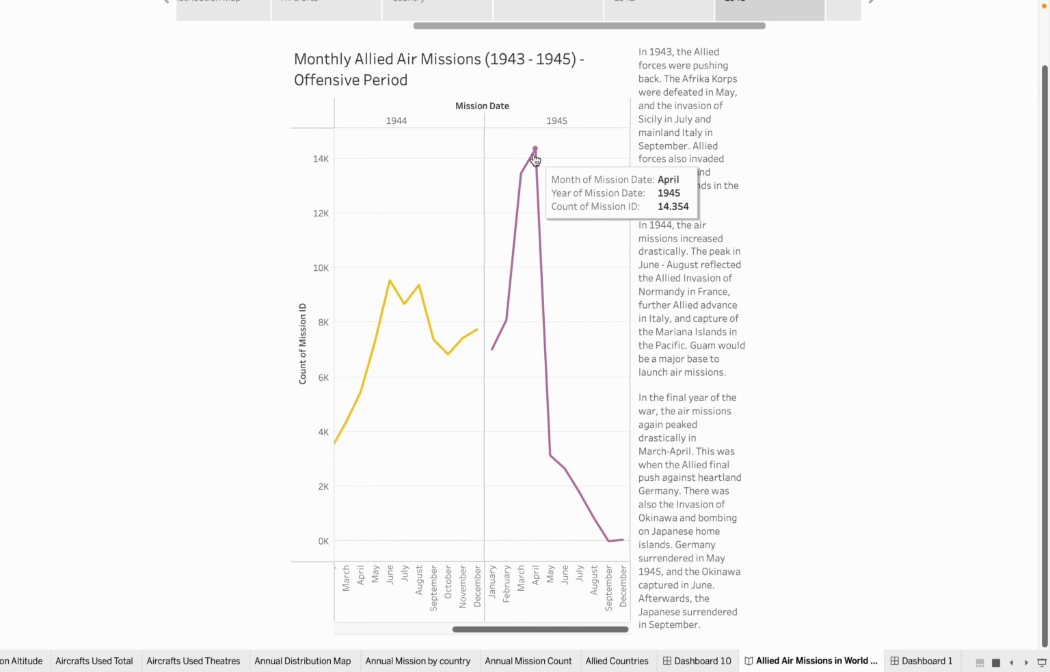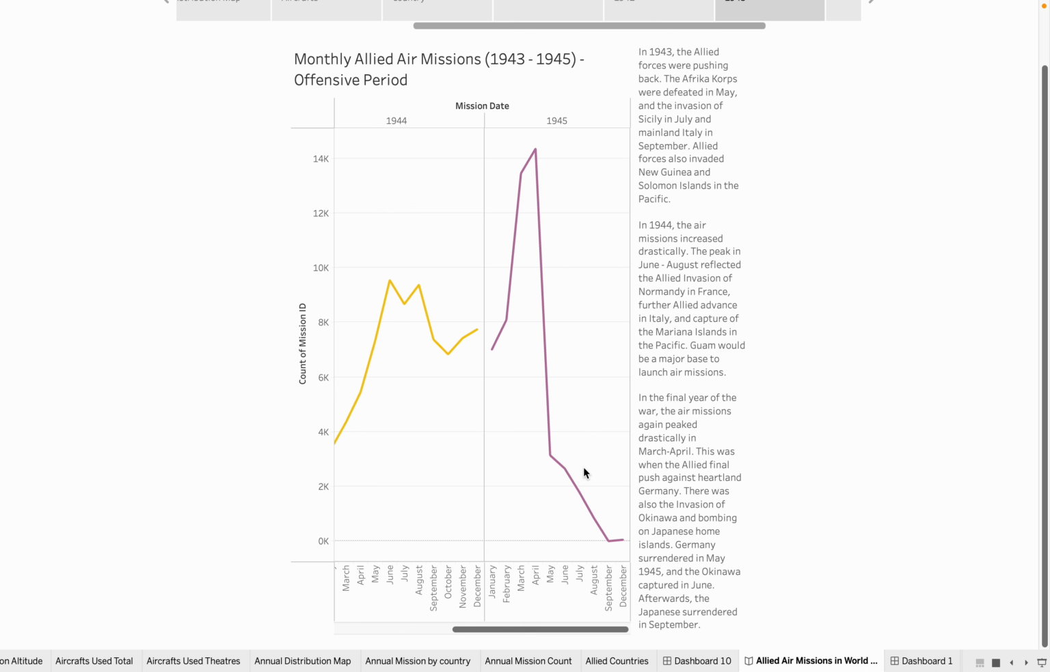So after that, in April was when Hitler committed suicide, and then in the month of May, Germany finally surrendered on the 8th of May. So then we see a massive drop in the number of air missions after Germany surrendered in Europe, because there's only one enemy left to defeat, that is Japan.